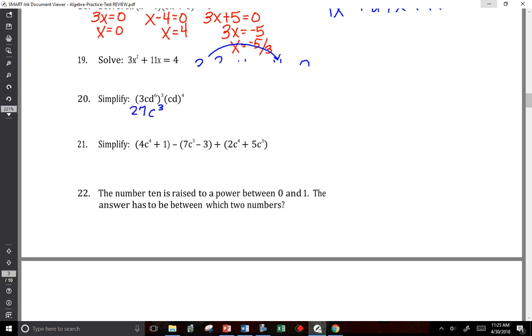Okay, 21. The first thing I would do is try to get rid of the parentheses. So what would I do to do that?